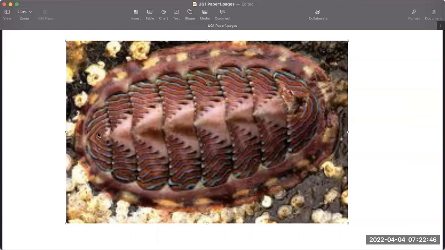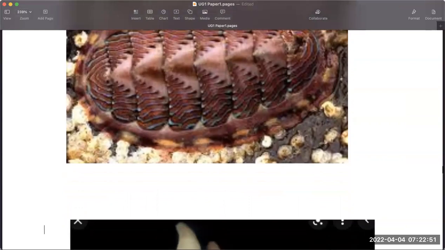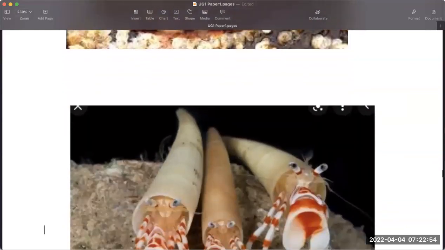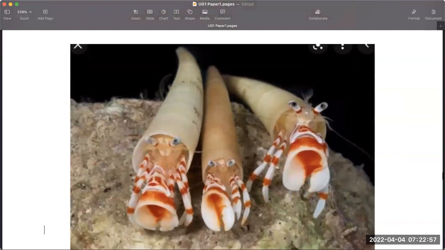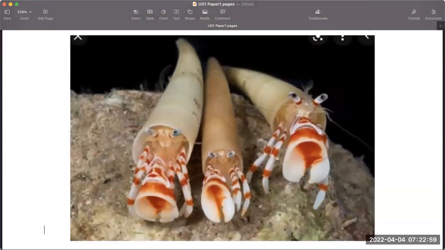The next class is Scaphopoda. See, this is Scaphopoda, Dentalium. These are exclusively marine. Body is bilaterally symmetrical, elongated, and enclosed in a tusk shell that opens at both ends.